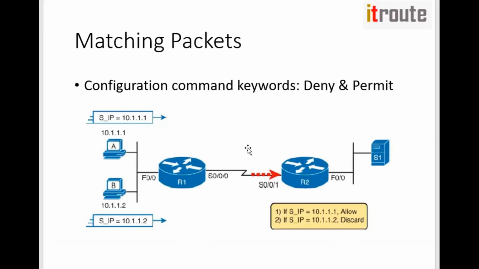Mostly when you configure the access control list, we use two keywords: deny and permit. The Cisco command context is very user friendly. Deny means something you want to deny from here, and permit means you are permitting something over there. For example, in this case, 10.1.1.1, which is this PC, you want to allow from here, and if you want to discard 10.1.1.2, you discard it from here. So you want to allow and you want to deny. With access control list configurations, you'll be able to do this kind of thing.